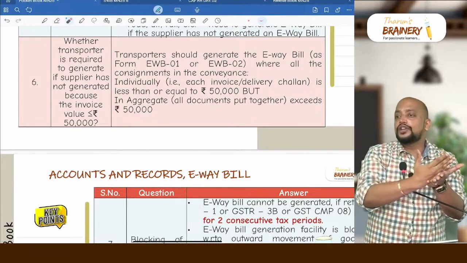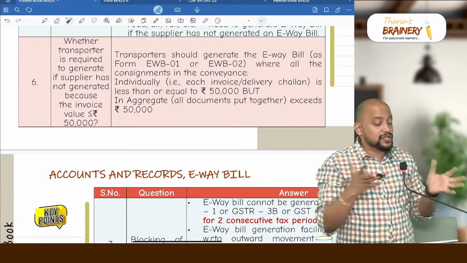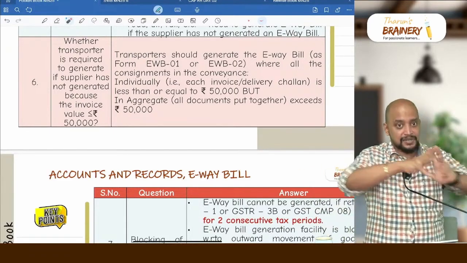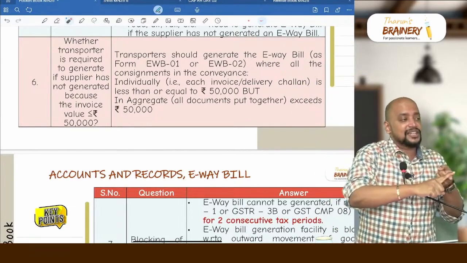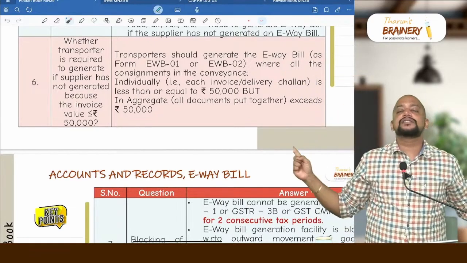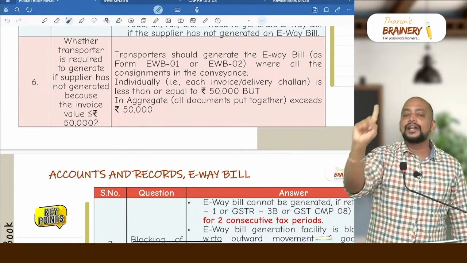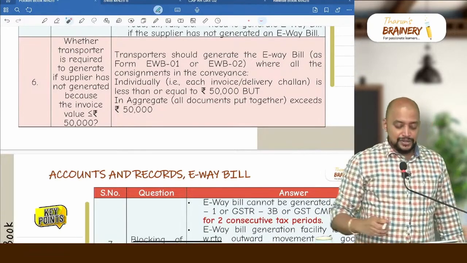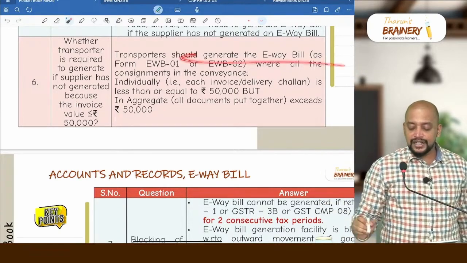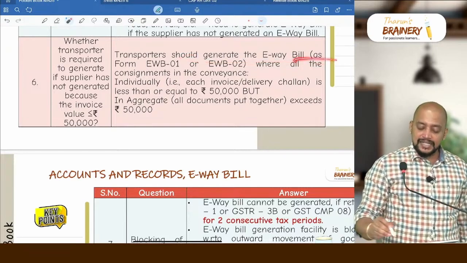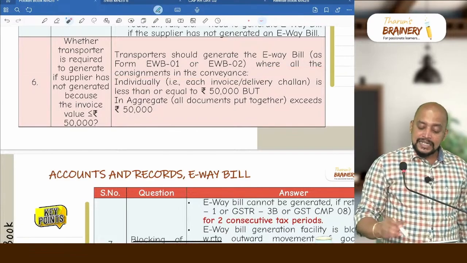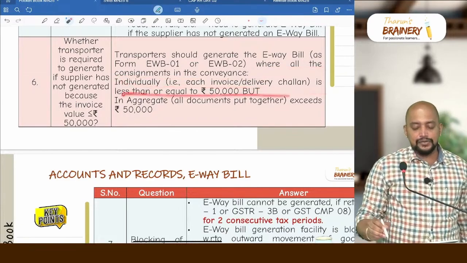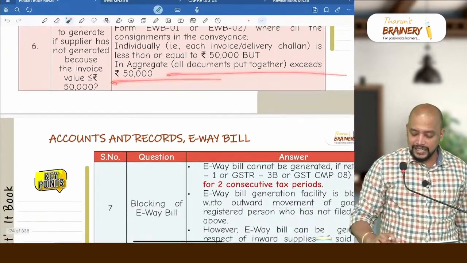All these consignments are transported in a single lorry by the transporter. Even though the individual value of each consignment does not exceed 50,000, but the cumulative value of all these consignments exceeds 50,000, then the transporter for each consignment should generate a separate e-way bill, and merging all these consignments, a consolidated e-way bill should be generated. So that is this. Transporters generate the e-way bill, e-way bill 1 or e-way bill 2, where all the consignments in the conveyance individually are less than or equal to 50,000 but in aggregate exceed 50,000.